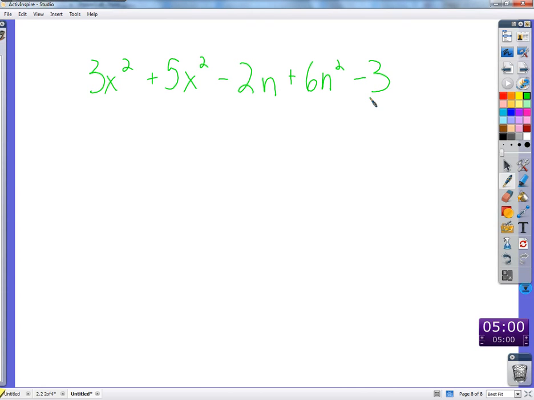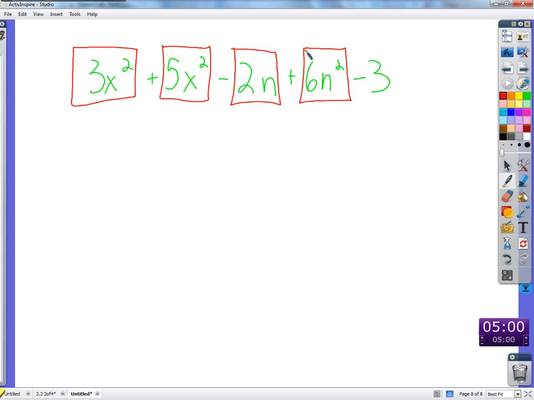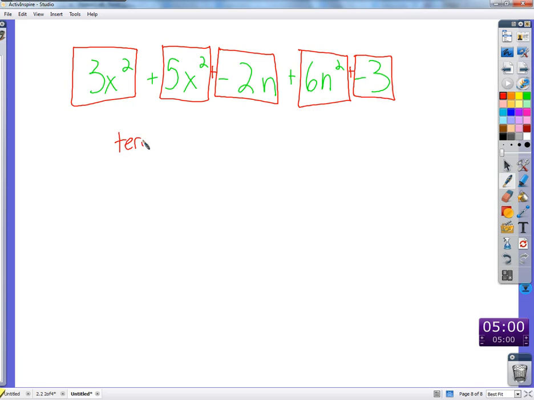Okay. First of all, let's talk about terms, because we've been talking about like terms and not like terms. Everything in here that's separated by addition or subtraction, we call a term. I'll try and color code this whole thing. So all of these, this one here, and this one right here, we're adding those together. All of those in red are called terms. And some of them are alike.